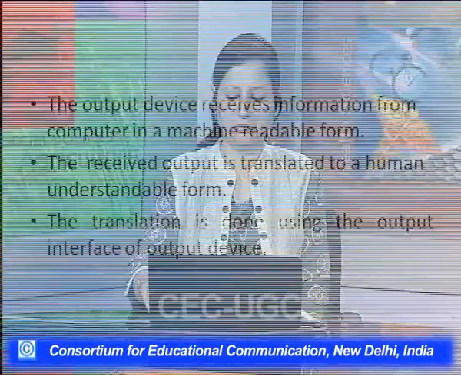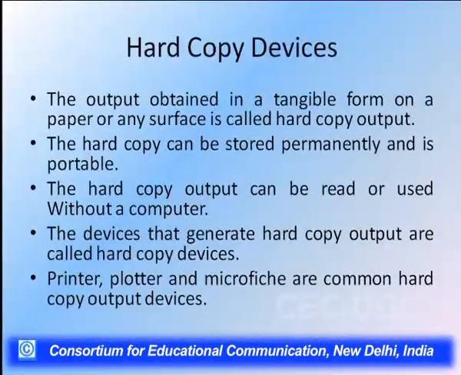The output devices receive the information from the computer in a machine readable form. The output interface of the output devices converts this machine readable, or machine understandable binary form of information, into the human understandable or desirable form. This translation is basically done by the output interface.